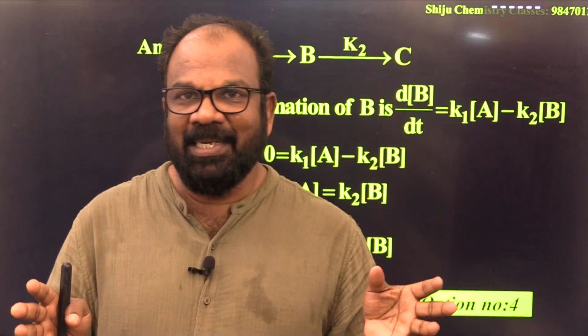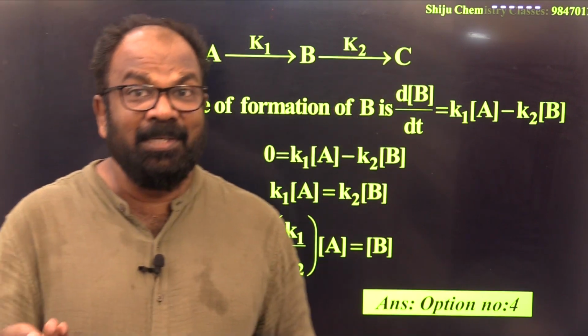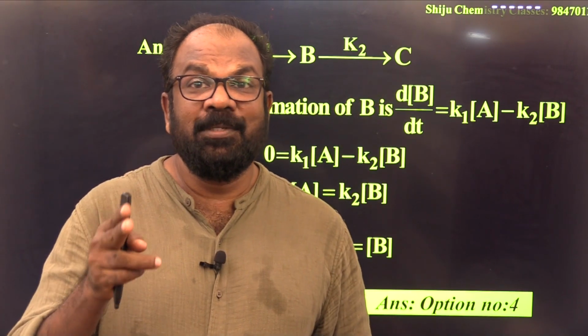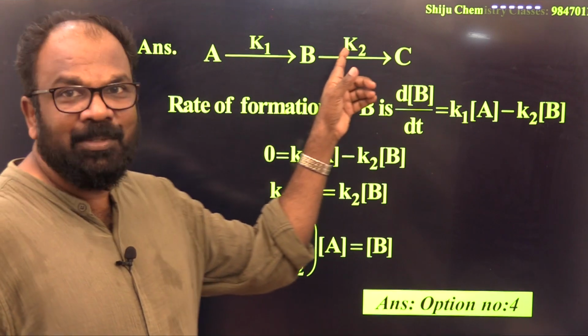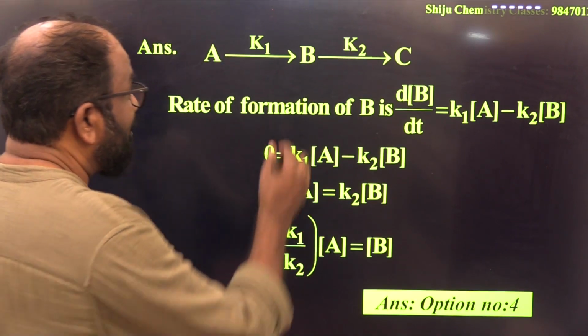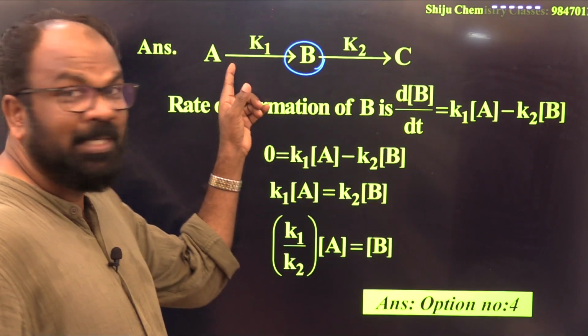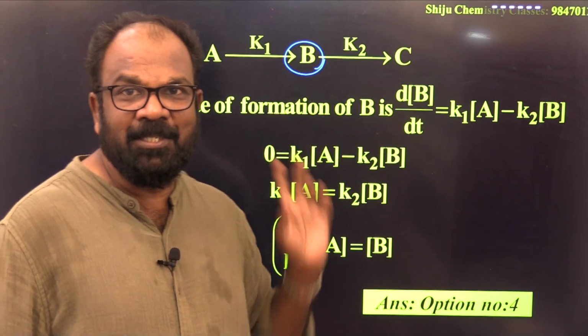Here the given reaction is A giving B giving C. That means the reaction involves two steps. The rate constant of the first step is K1 and that of the second step is K2. From this reaction we can say that the rate of formation of B is equal to the rate of the first step minus the rate of the second step reaction.